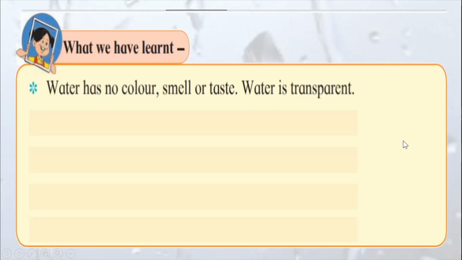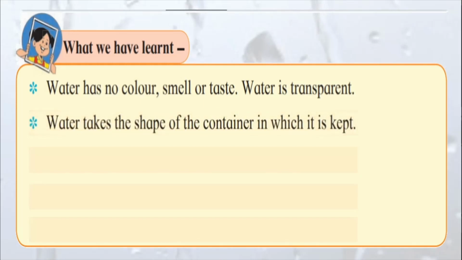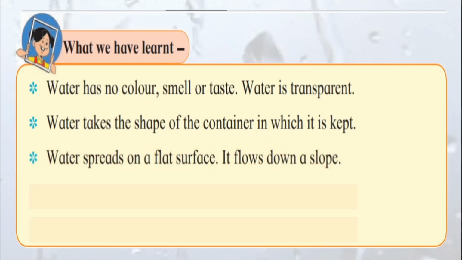Alright? So children, this was a very interesting lesson. We learned so many things about water. So what all things did we learn about water in this particular lesson? We learned that water has no color, smell or taste. And we also learned that water is transparent. Okay, that is, you can see through water, ar-par. We also learned that water takes the shape of the container in which it is kept. One more new point that we learned was water spreads on a flat surface and it flows down a slope.